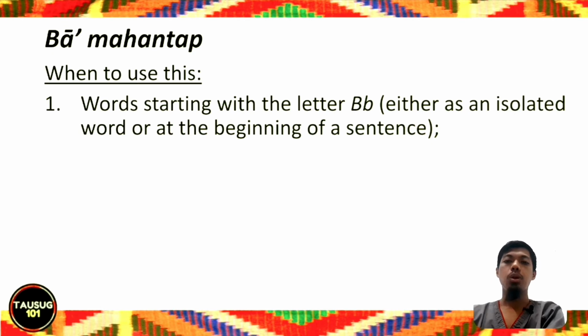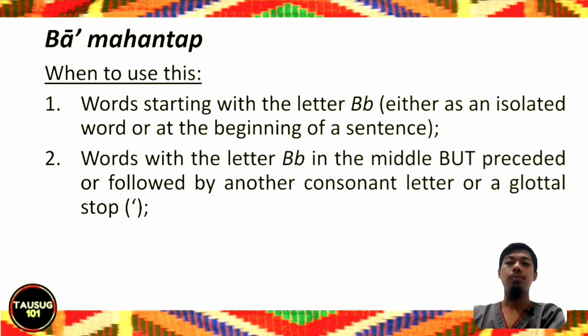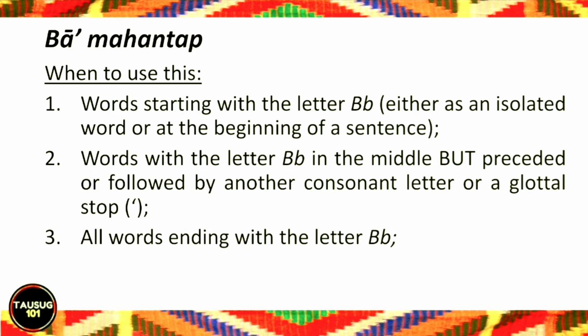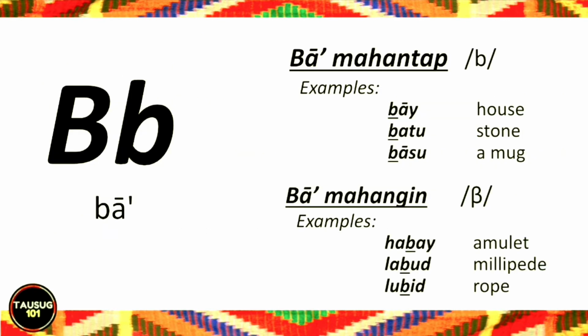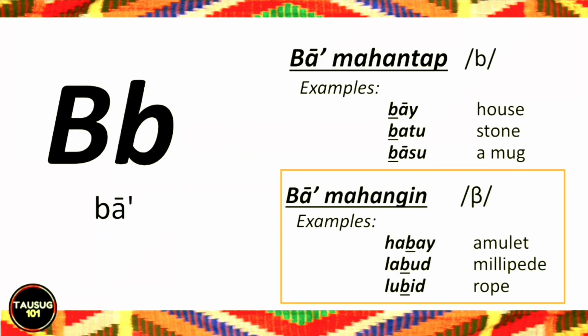Again, as a review, when do we use Bā Mahantap? We use Bā Mahantap on words starting with the letter Bā, either as an isolated word or at the beginning of the sentence, words with letter Bā in the middle but preceded or followed by another consonant or a glottal stop, and all words ending with letter Bā. Now let's proceed to Bā Mahangin.